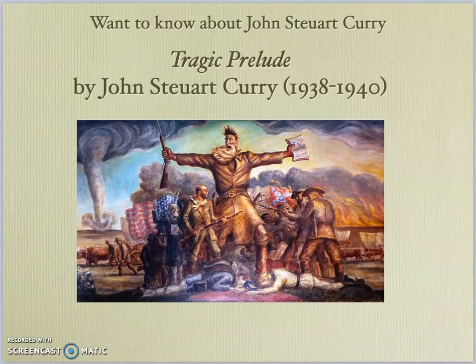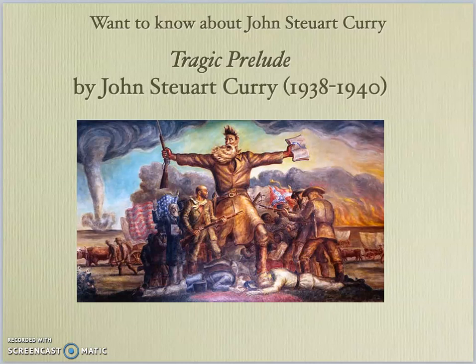Okay, our next example is another painting slash mural. And this is a mural that is in the Kansas State Capitol building in Topeka. It's called The Tragic Prelude, and it's by John Steuart Curry. And he worked on this mural from 1938 to 1940, so about a year and a couple months. And in the center, this is John Brown, and this is during the Bleeding Kansas period of Kansas history that happened before the Civil War.